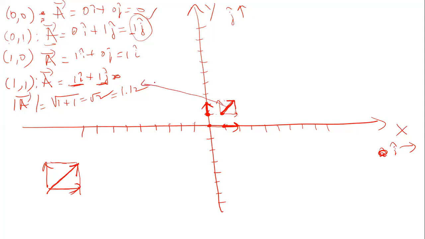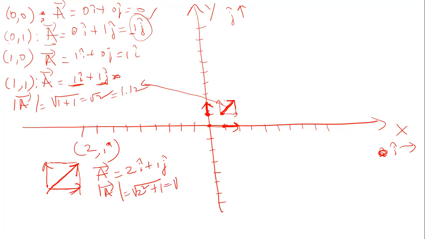Okay. Now, if you consider another point, for example 2, 1, the A vector will be 2i plus 1j. What is the magnitude of this vector? The magnitude is the square root of 2 squared plus 1 squared, that is 4 plus 1, so square root of 5. Square root of 5 is what? 2 point something.